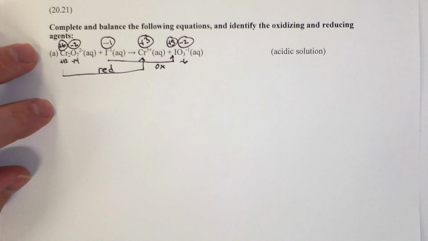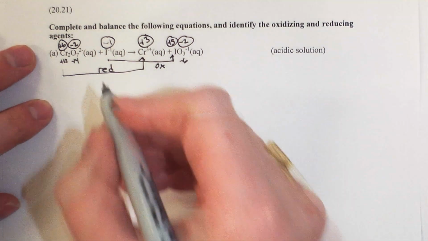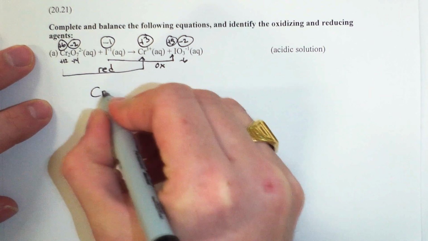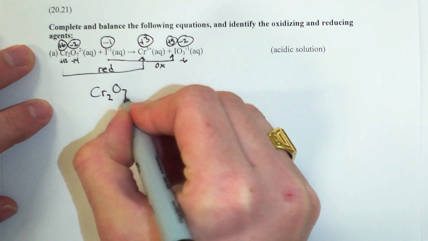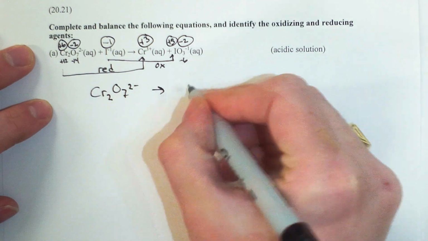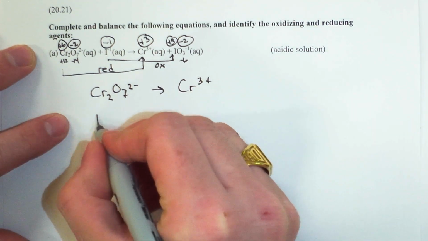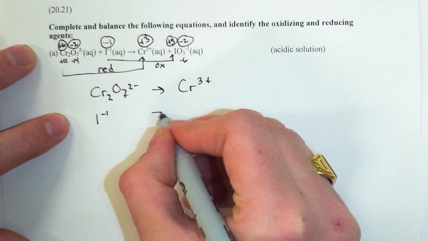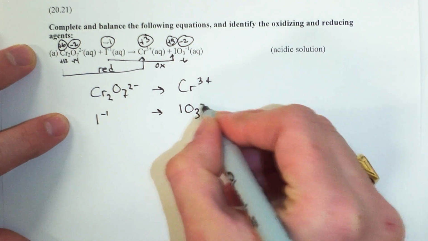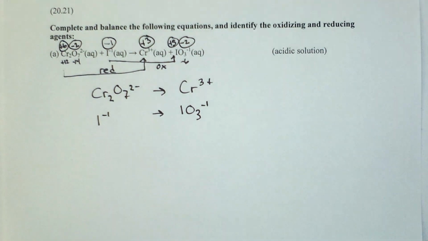So once you've identified your reduction and your oxidation, you break them into their half reactions. Cr2O7 2- going to Cr 3+, and I- going to IO3-. Again, we're going to ignore states as we go through this. So now that we have that done, we're going to start going through the same sequence we always use.